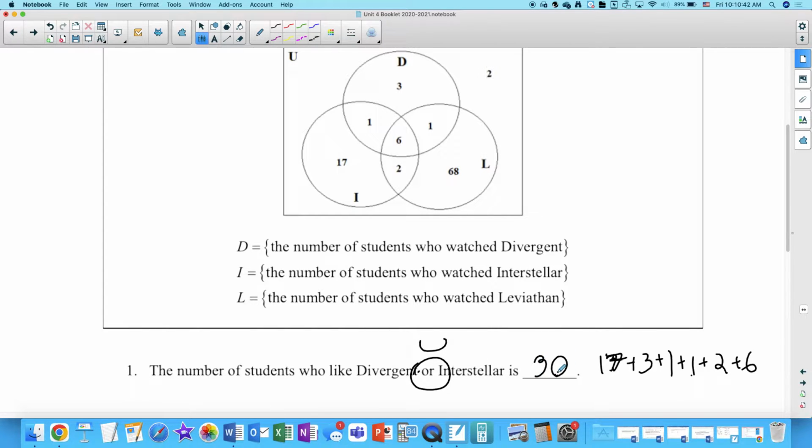There's actually another way that you could have done this, though. How many people did not watch those 2 movies? 70. 68 plus 2. How many people are surveyed in total? 100. What's 100 minus 70? 30. So sometimes it's easier to calculate the complement and then use the total and the complement to get the number of people that you're looking for.